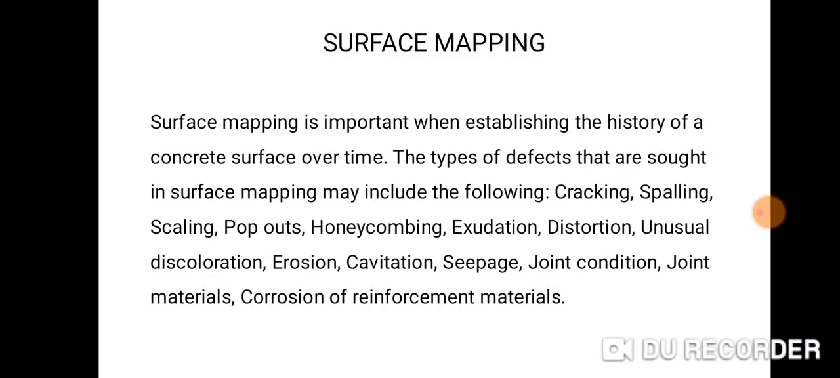Surface mapping is important when establishing the history of a concrete surface over time. The types of defects that are sought in mapping may include the following: crack, cracking, spalling, scaling, pop-outs, honeycombing, exudation, distortion, unusual discoloration, erosion, cavitation, repaired joint condition, joint material, corrosion of reinforcement material.